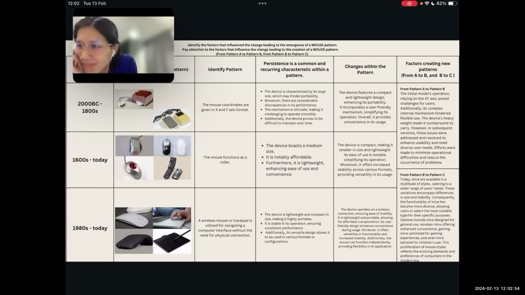And last pattern, pattern C, in a new model. The new model design is slim and smaller. Have a sensor used for the model. It helps us to work. It's so easy to work. Okay.